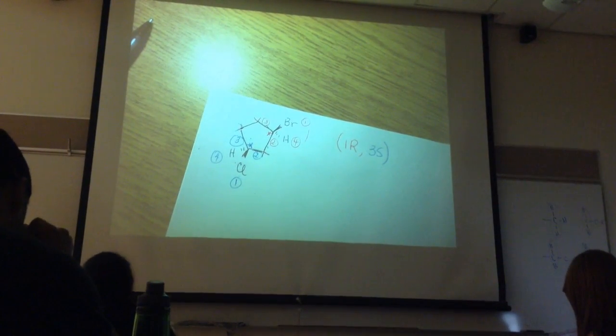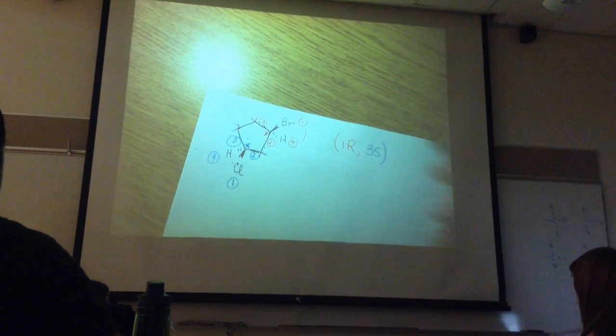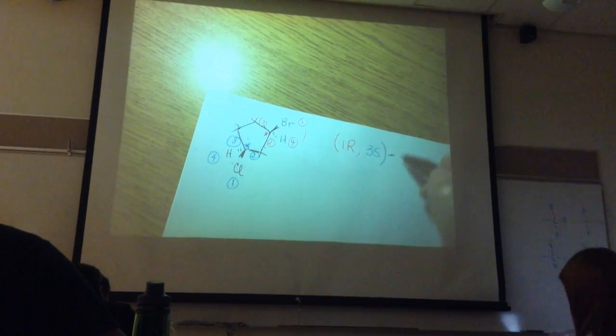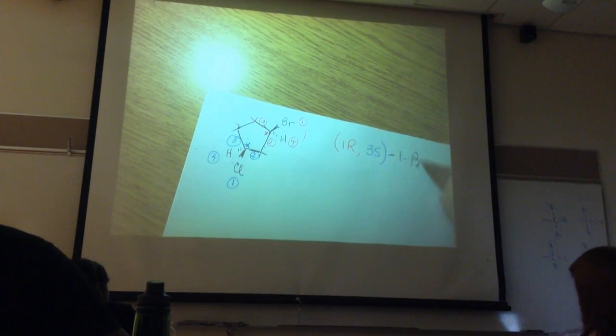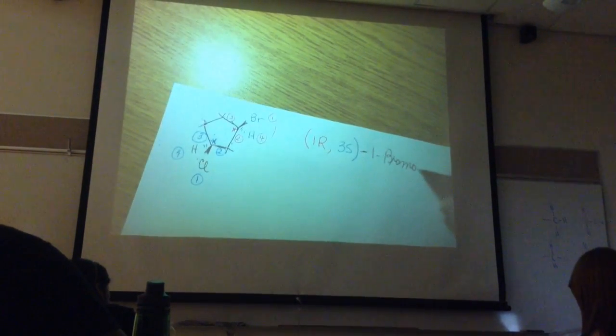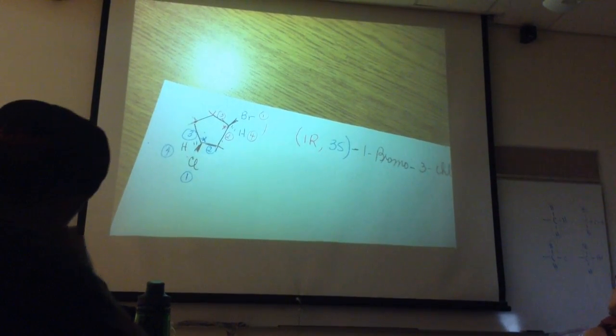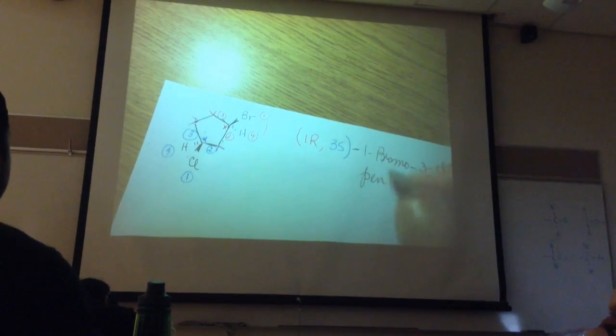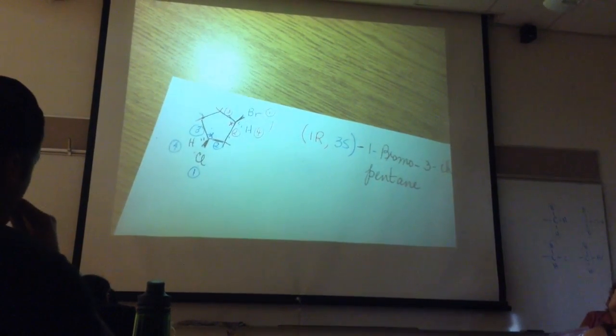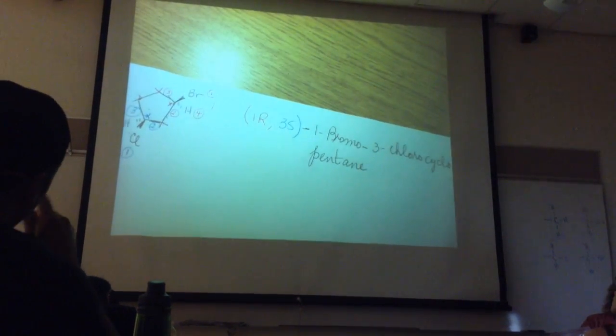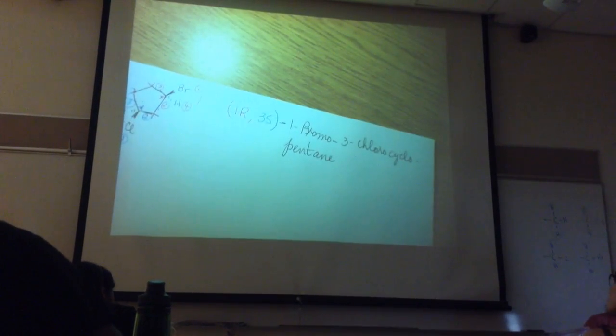So the new name now for this compound, forget your cis that we did in the first unit. Now this guy is going to be called 1R, 3S, and then you will add the 1-bromo, 3-chloro, cyclopentane. Okay, everybody okay? So 1-bromo, 3-chloro, cyclopentane, yes.